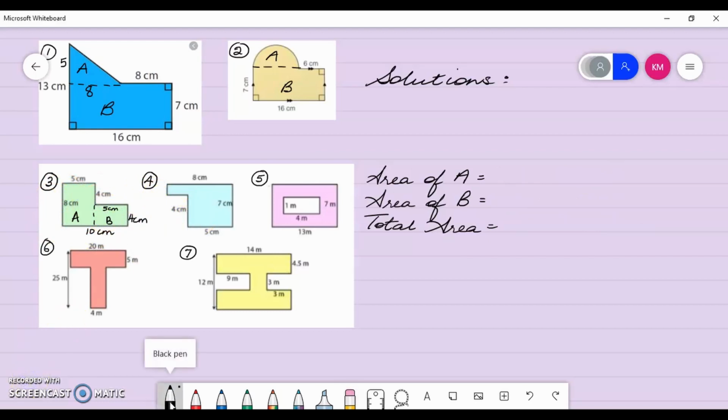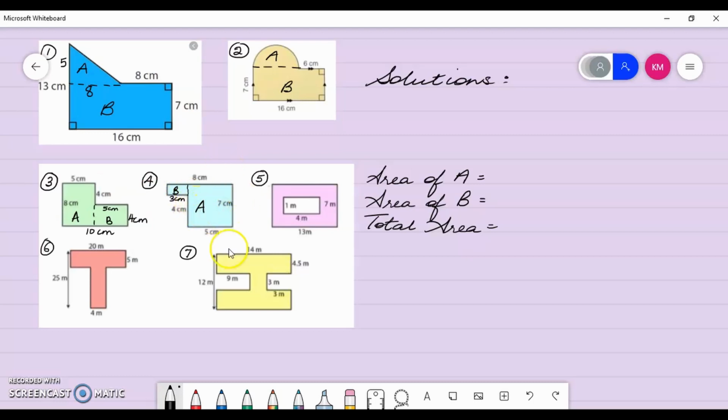So for number 4, I can divide my shape right here, and this one I can label as A, and this small one here I can label as B. Now let's compare horizontal distances in order to work out our missing side for this part here. That entire distance is going to be 8, and this distance here is 5. So it should tell me that that missing distance there is going to be 3 centimeters.